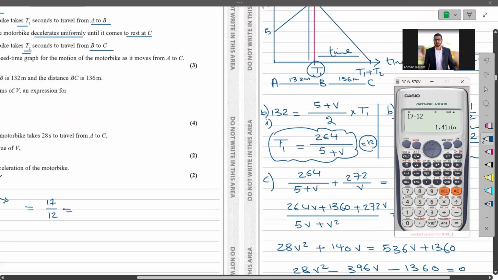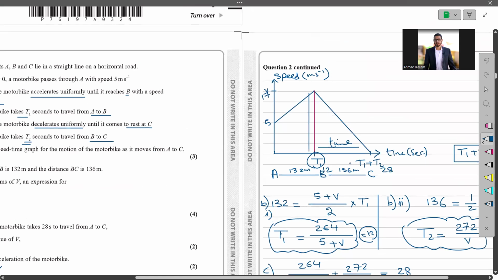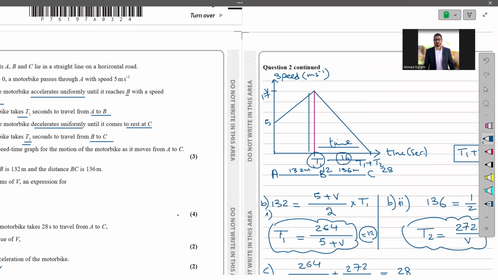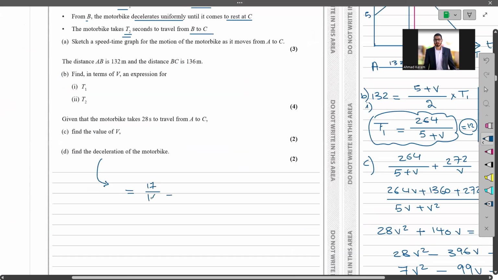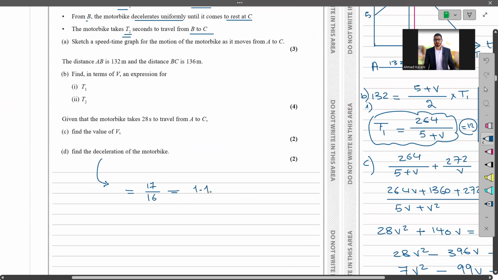Sorry, not 12. The time here, this is 12 and this is 28. So the difference here is 16. Okay, so it's 17 over 16. So it will be equal to 17 divided by 16, which is equal to 1.06 or 1.1.